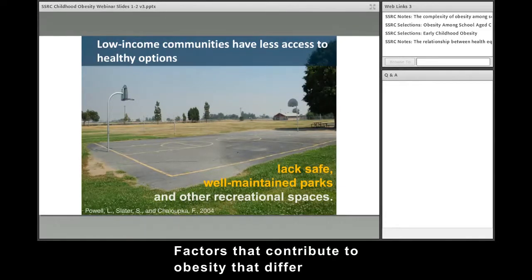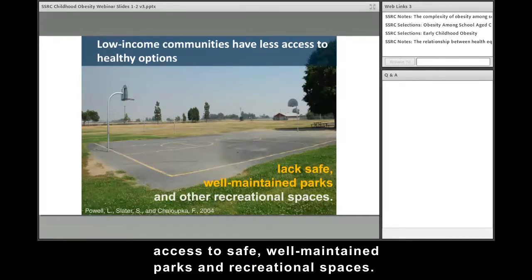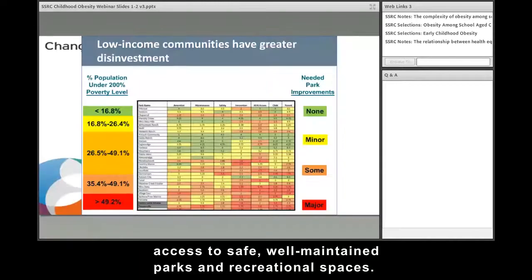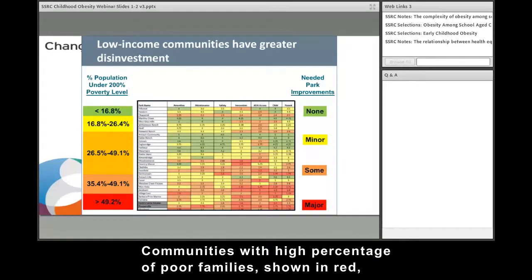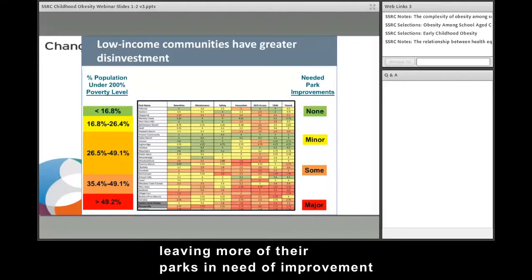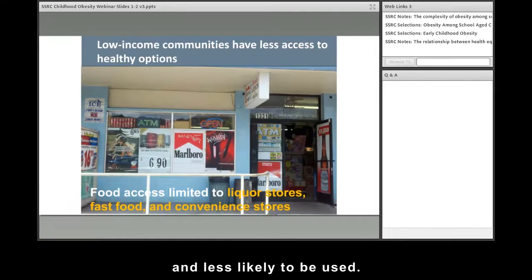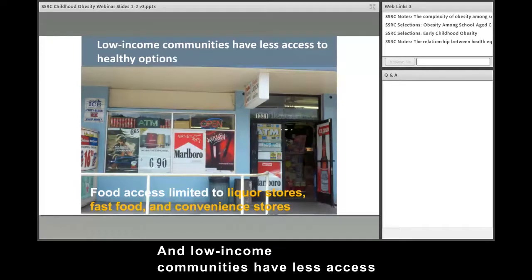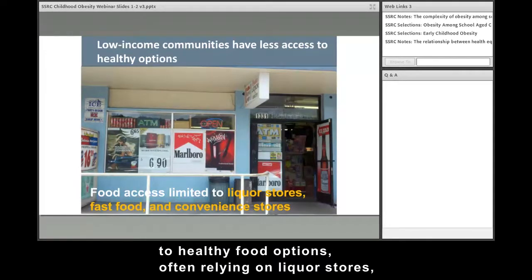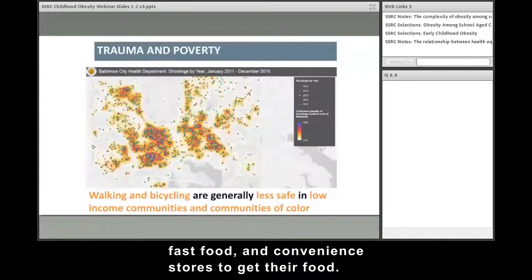Factors that contribute to obesity that differ between low-income and high-income communities include access to safe, well-maintained parks and recreational spaces. Communities with high percentage of poor families, shown in red, have fewer resources to build, improve, and maintain parks and other open spaces, leaving more of their parks in need of improvement and less likely to be used. And low-income communities have less access to healthy food options, often relying on liquor stores, fast food, and convenience stores to get their food.